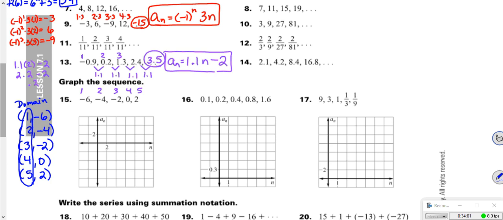So (1, -6) looks like it would be here, and we're literally just graphing points. (2, -4). It looks like the boxes we're counting by 2's there. (3, -2). (4, 0). (5, 2). So you're not connecting the dots, you're literally just plotting the points. Okay, that's it.